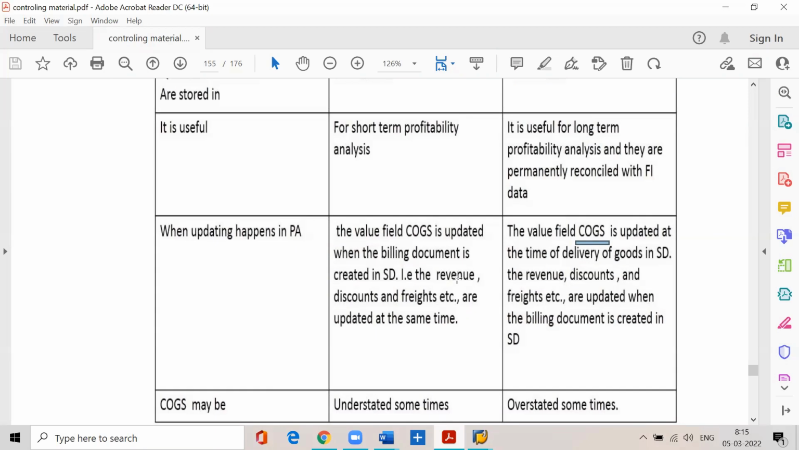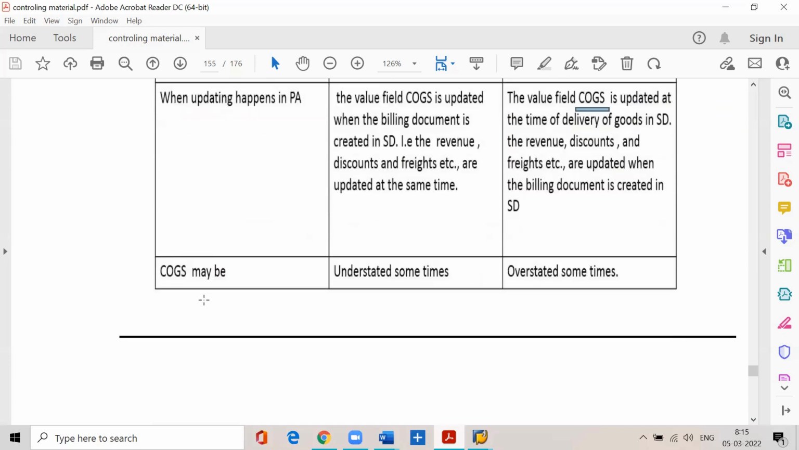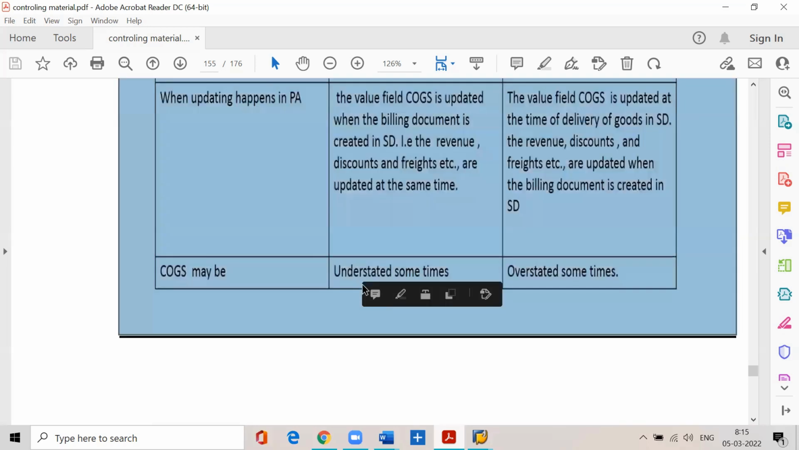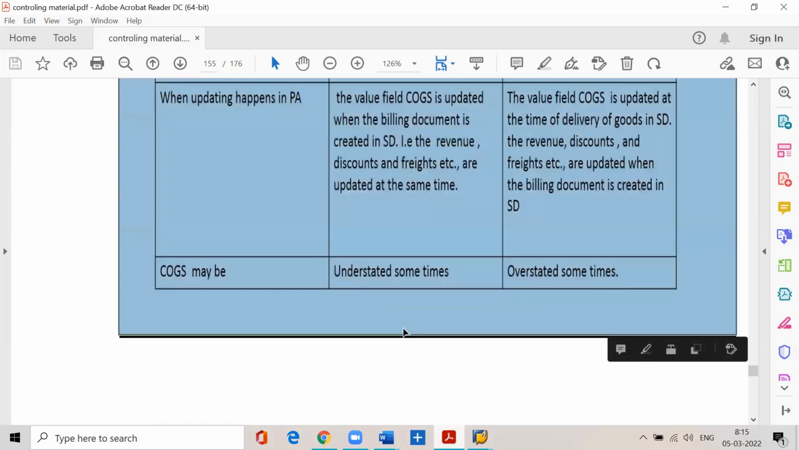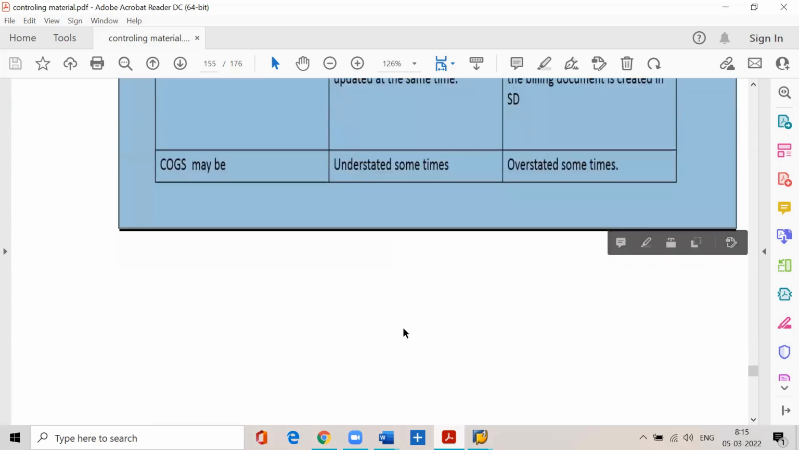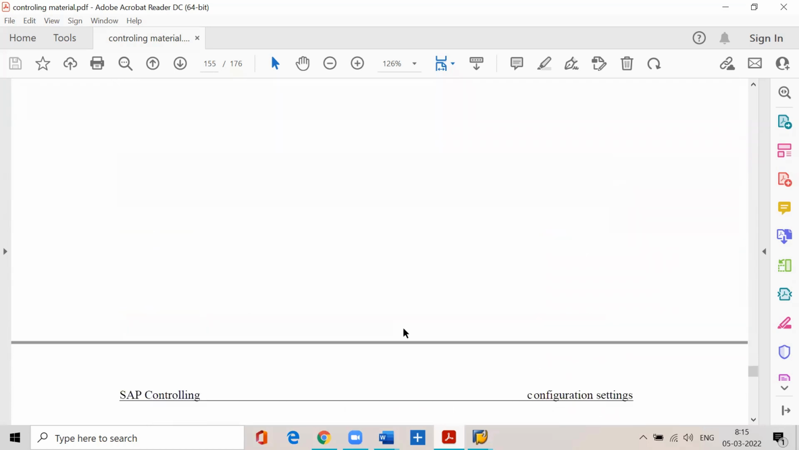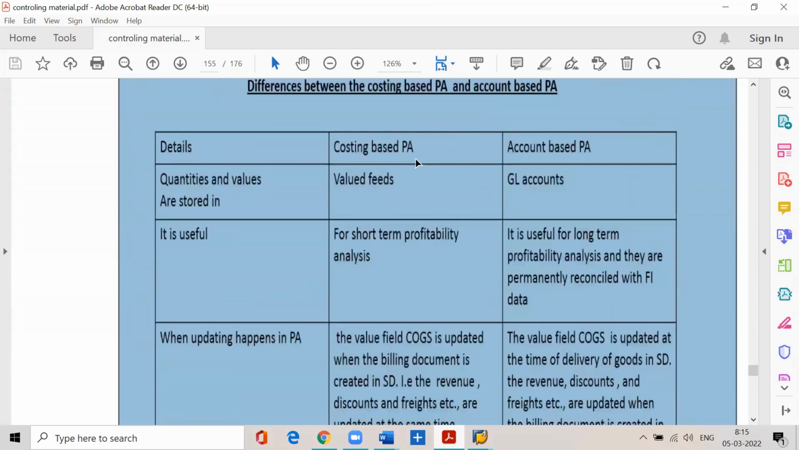You may not be able to understand this at this point of time, but later in SD integration, I will again take the reference of these fields and explain. Then COGS may be understated sometimes, and overstated sometimes in the profit center. This is all necessary from the interview point of view.